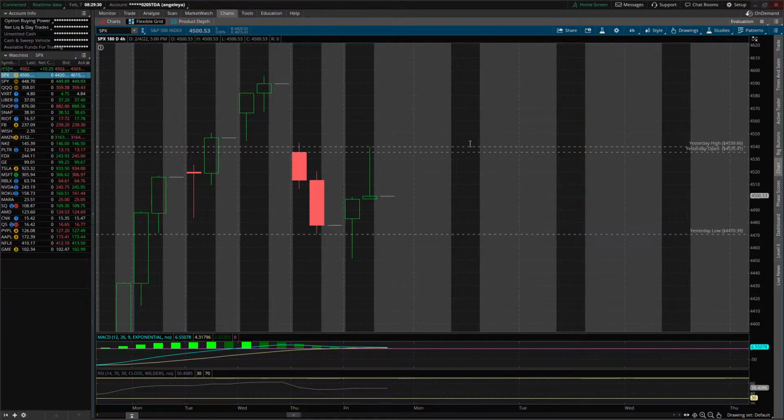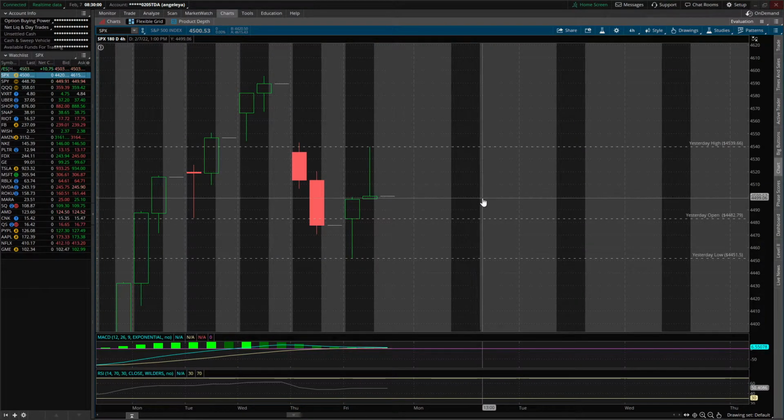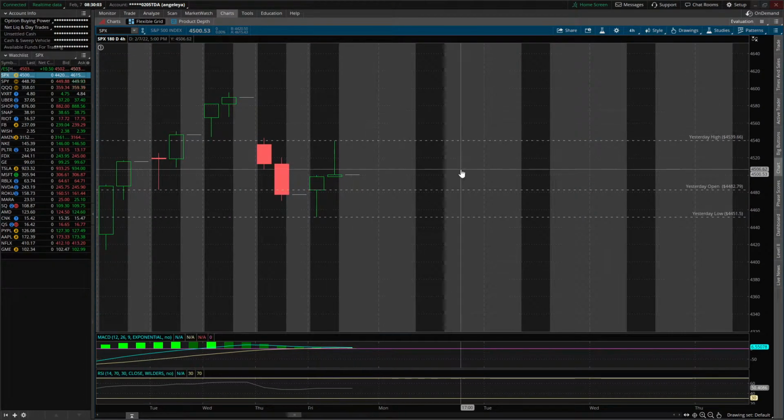Yesterday low, previous day low. I'll go ahead and grab this low right here. 44.51.50. And then the open of the last day. So right here we open at 44.82.79. And there we go. These are the only levels I put down for SPX, right?